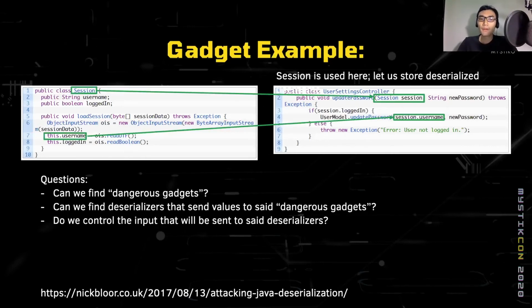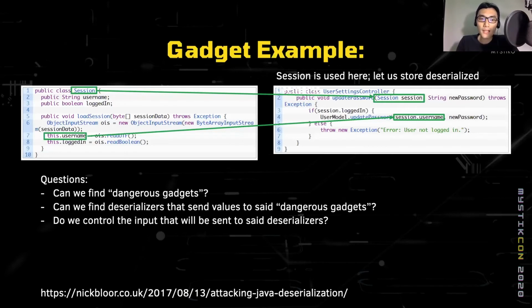Next, let's look at the code snippet on the right. We have another class called user settings controller, and you see basically it deals with some sort of session management. Here you see that the username parameter in the user settings controller on the right is taken from the session class and will be stored if the user is logged in. You can look through the code: a session is logged in, you update the user model basically with the session username, new password. You get the idea here.